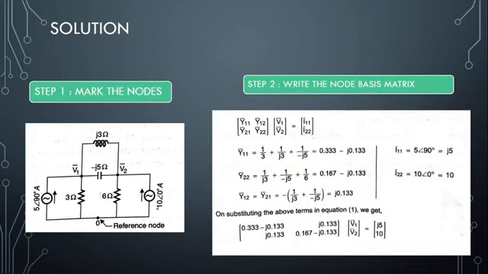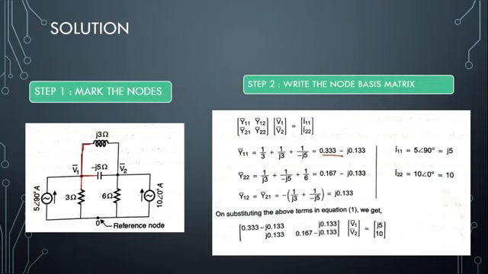Second step, we are going to write the node basis matrix. So again, two node voltages. So it is Y11, Y12, Y21, Y22 into V1, V2 is equal to I11, I22. What is Y11? So see this point. This is connected. This is connected. And this is connected. So it is 1 by 3 plus 1 by J3 plus 1 by minus J5. And we are getting one particular answer.